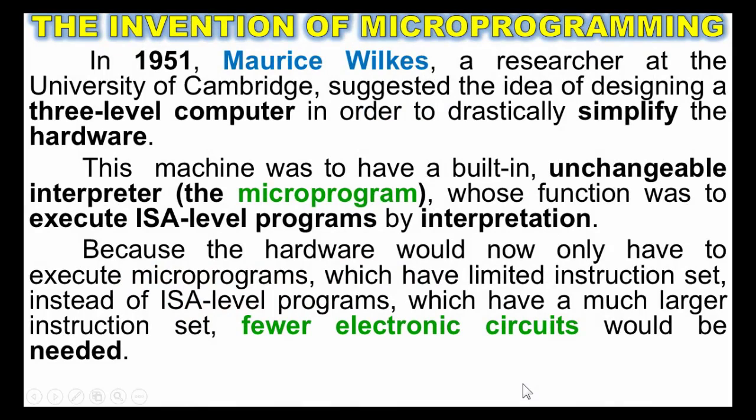In 1951, Maurice Wilkes, a researcher at the University of Cambridge, suggested the idea of designing a three-level computer in order to drastically simplify the hardware. This machine was to have a built-in unchangeable interpreter, or the microprogram, whose function was to execute instruction set architecture or ISA level programs by interpretation. Because the hardware would now only have to execute microprograms, which have a limited instruction set, instead of ISA level programs, which have a much larger instruction set, fewer electronic circuits would be needed.